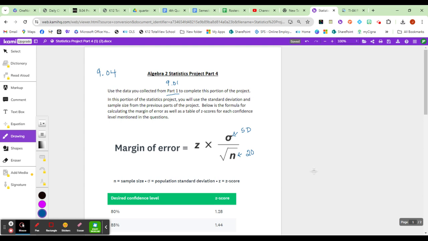You're going to use the formula below to calculate the margin of error as well as using this z-score table. So you don't have to Google a z-score table like we did in the 9.03 assignment. The table's actually been given for you. And then Z stands for your z-score.